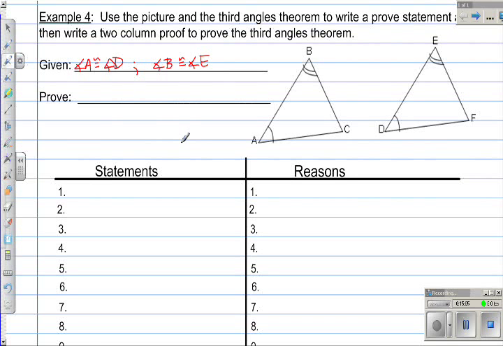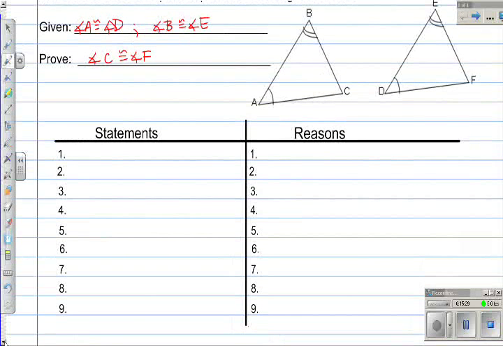We're trying to prove the third angles theorem, which would be that if two angles of one triangle are congruent to two angles of another, the third angles are congruent. So our goal is to prove that angle C is congruent to angle F. I would encourage you to try and see if you can figure this out on your own before we go through it. Just write in pencil so that you can erase later.